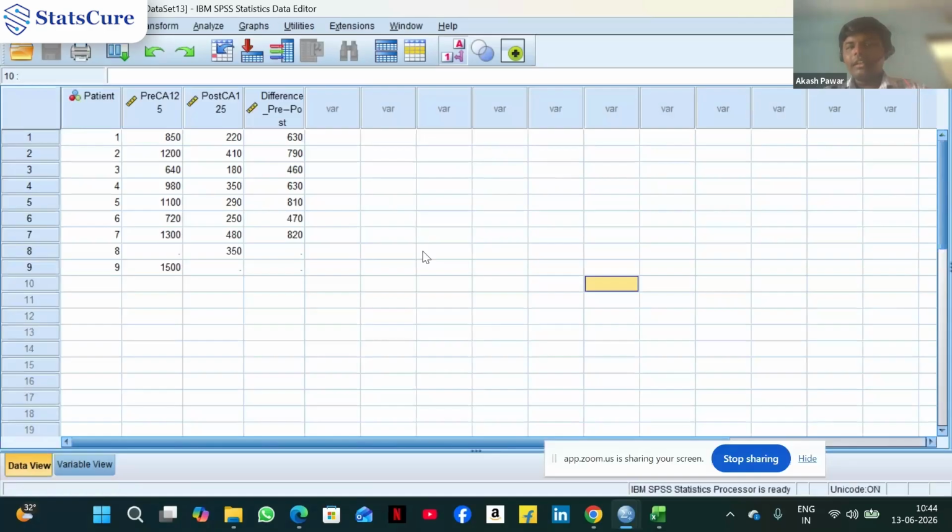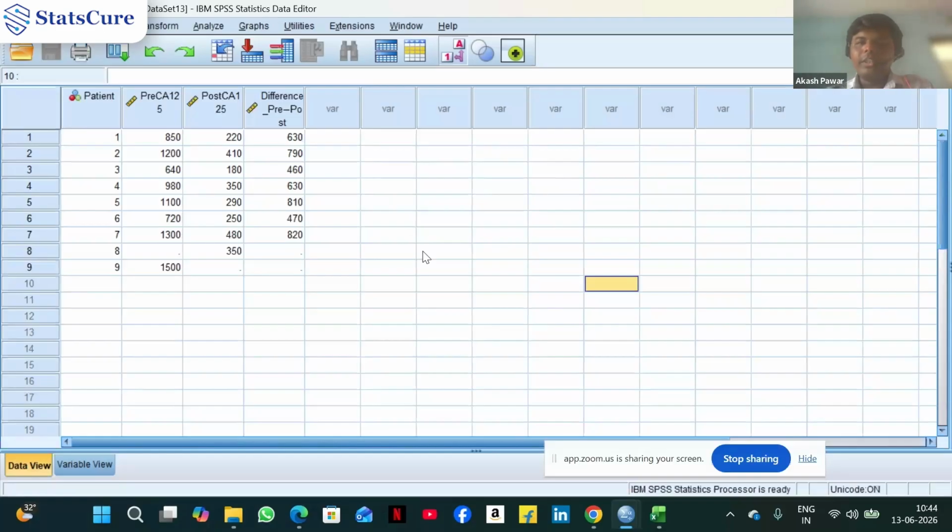This is the way the data has been formatted. We can see the patients' data entered row-wise, and for each patient there is a pre and post. That is the perfect way of making paired data, or longitudinal data, or follow-up data, as we usually say.